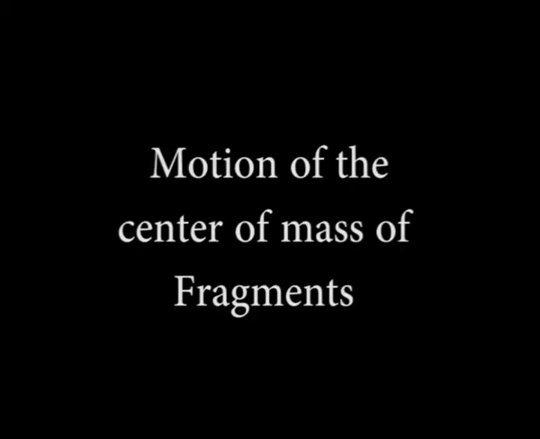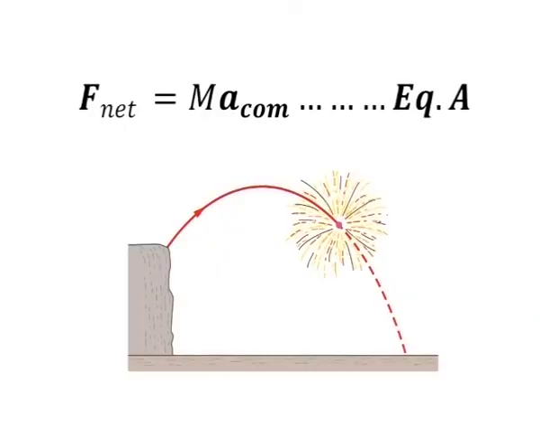Motion of the center of mass of fragments. The figure here shows another interesting case. Suppose that at a fireworks display, a rocket is launched on a parabolic path. At a certain point, it explodes into fragments. If the explosion had not occurred, the rocket would have continued along the trajectory. The forces of explosion are internal to the system. That is, at first the system is just the rocket and later it is its fragments. That is, they are forces on parts of the system from other parts.